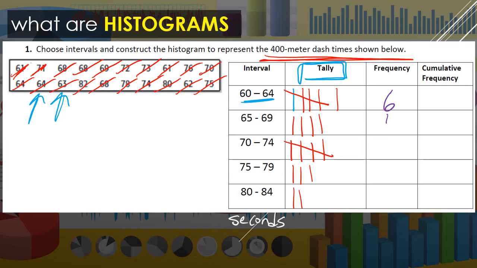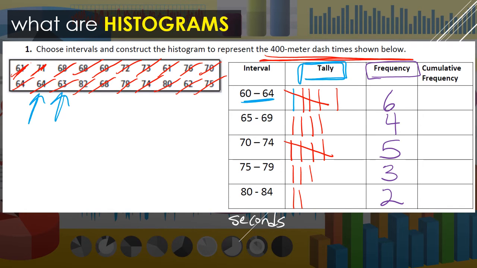65 to 69, there are 4 people. 70 to 74, there are 5 people. 75 to 79, there are 3 people. And 80 to 84, there are 2 people. And so that's our frequency, is how many people, in this case, ran in between 60 and 64 seconds.